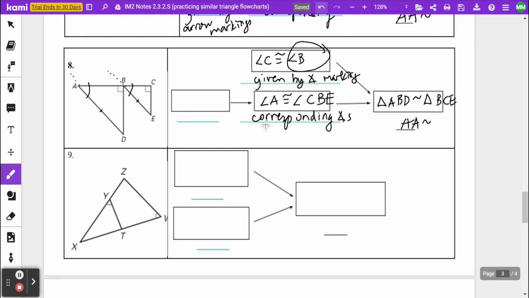Over here, because I used corresponding angles, I need to make a statement about parallel lines. I have AD is parallel to BE, which is given by arrow markings. You can just write given, but since I'm making this as a reference for you, I want it to be more complete. Here's my error, angle B.